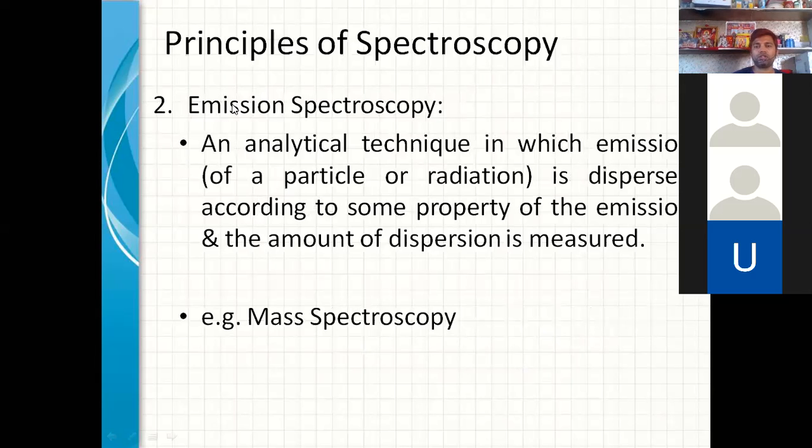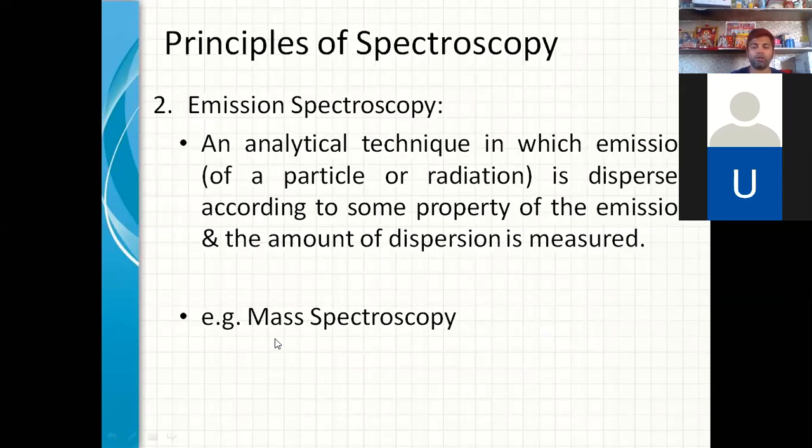Then we have emission spectroscopy, an analytical technique in which emission of a particle or radiation is dispersed according to some property of the emission, and the amount of dispersion is measured. This is not there in our syllabus, but we should know what is emission spectroscopy, for example, mass spectroscopy.